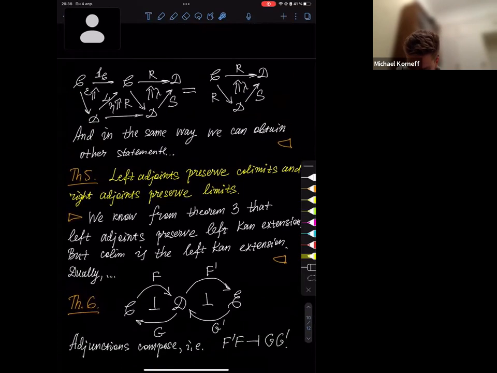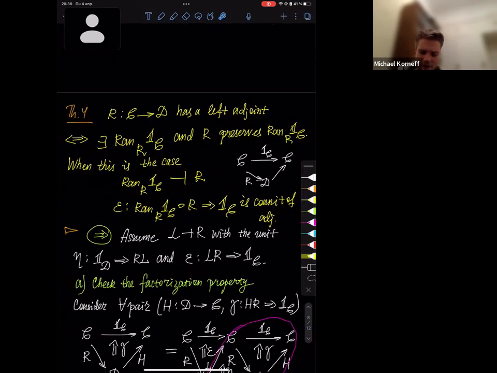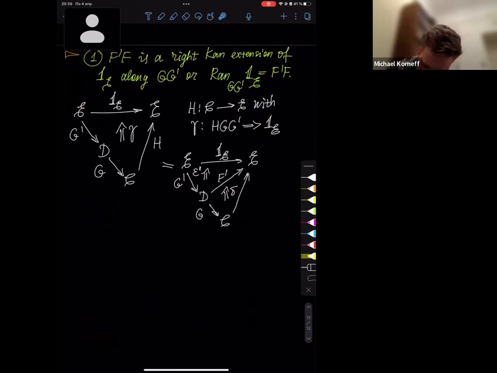We use the theorem above, theorem number 4, which says that a left adjoint is actually a right Kan extension, and we can use this, and we know now that this F prime is a right Kan extension over this identity functor along the functor G prime, and thus we have the following identity modulo the previous theorem is a trivial fact.